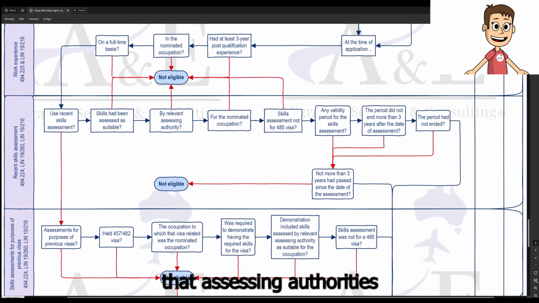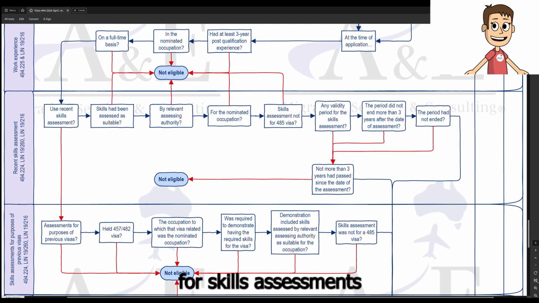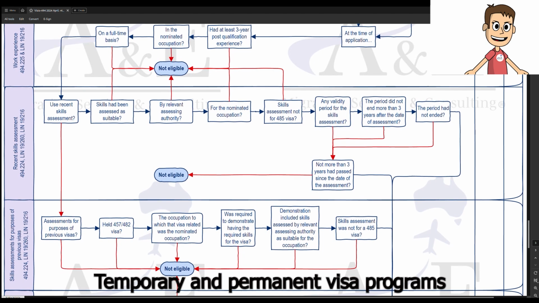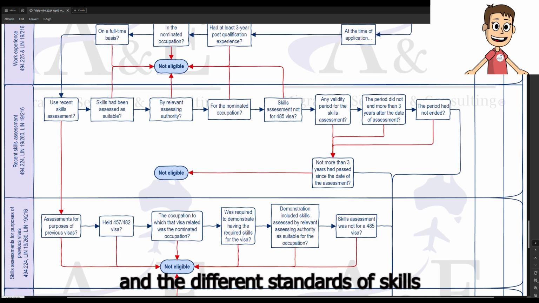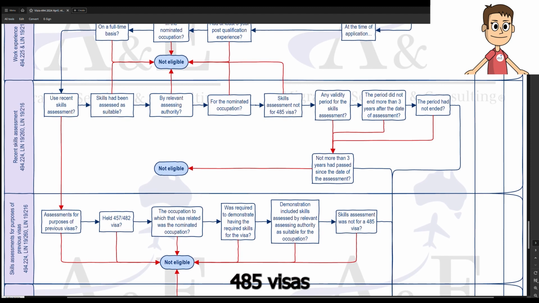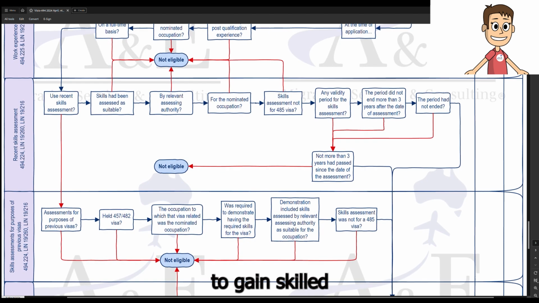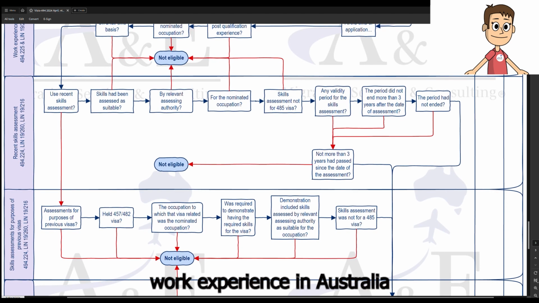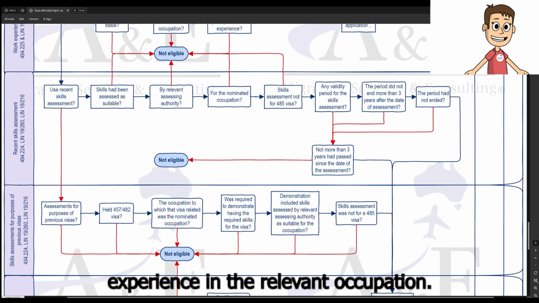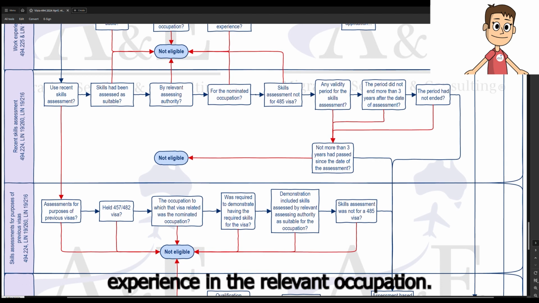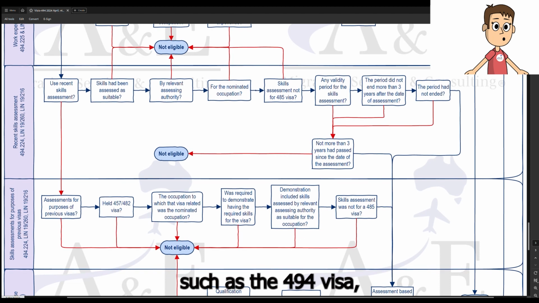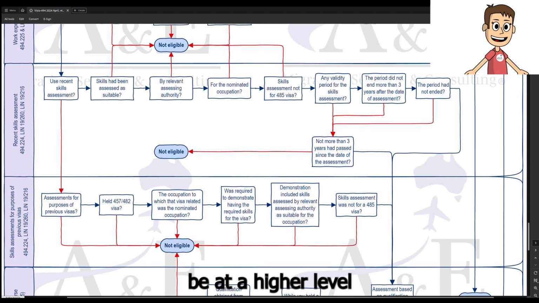It is important to note that assessing authorities may set different standards for skills assessments for the same occupation. Temporary and permanent visa programs may have differing purposes, and the different standards of skills assessments reflect those purposes. For example, 485 visas are aimed at assisting a graduate to gain skilled work experience in Australia. 494 visas are aimed at an applicant who already has relevant skilled work experience in the relevant occupation. The standards for a skills assessment for a provisional and permanent visa such as the 494 visa will therefore generally be at a higher level.